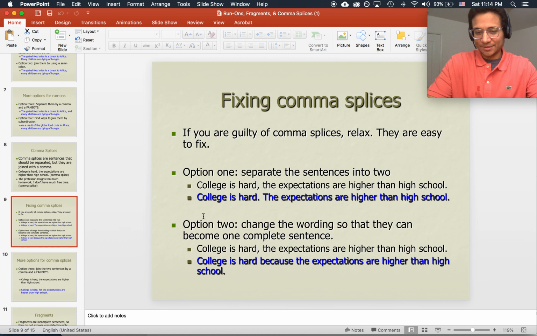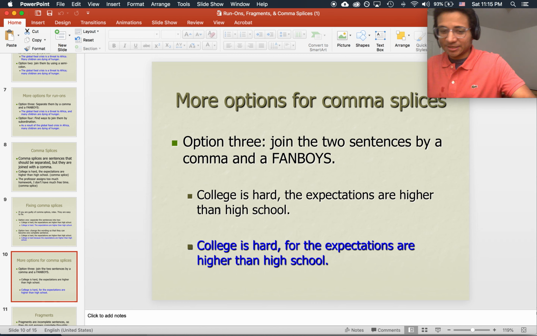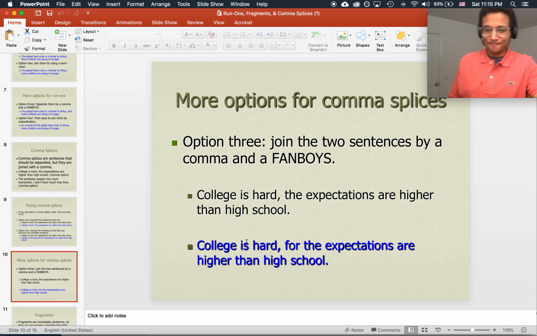Simple. Look, it's a piece of cake. You could make them separate sentences. College is hard. The expectations are higher than high school. Or you can just change the wording so it becomes a complete sentence. College is hard because the expectations are higher than high school. You could also use one of the FANBOYS. College is hard, for the expectations are higher than high school.